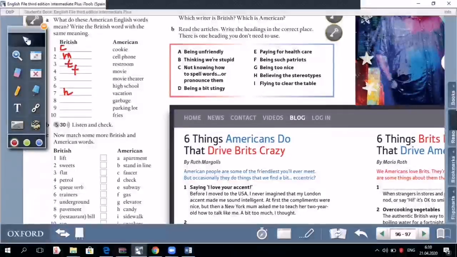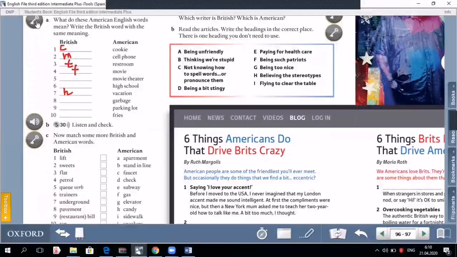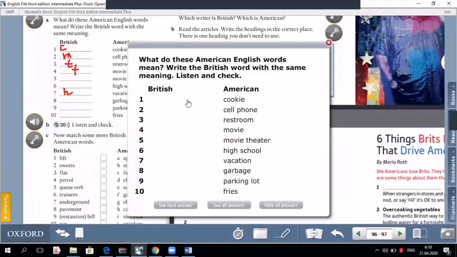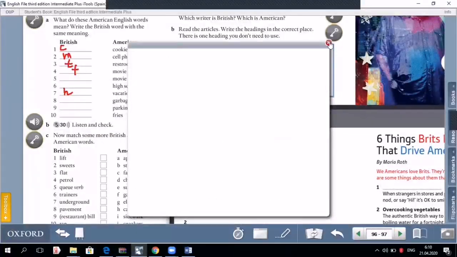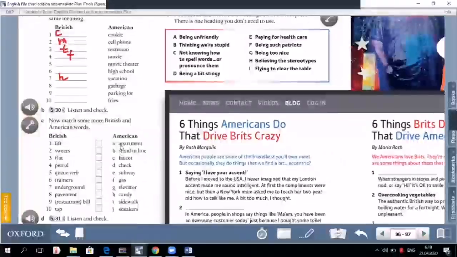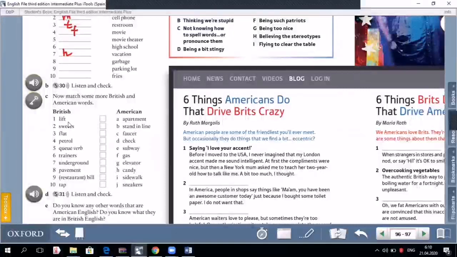Right now let's check. Is it true or false? Let's hide our tools. Now let's check our key. Let's just see all the answers. You see? The first word we have the word biscuit. Not candies, but biscuits. Mobile phone, we have the true answer. Then toilet, again true answer. Film you have. Then seven, we have holiday. There's only one word in which we have a mistake, yes? So fill it then. Also then, you should match these words.